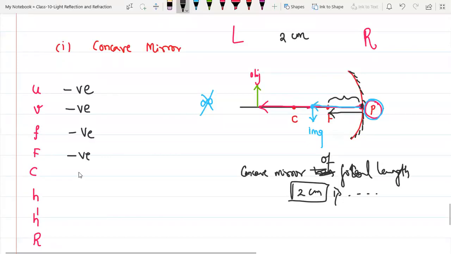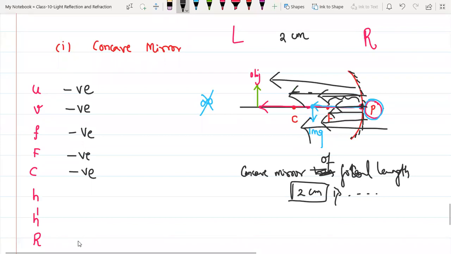If focus is negative, center of curvature is also negative. So all will be negative, guys, because you are taking object distance from right to left, image distance from right to left, focal length from right to left, focus from right to left, center of curvature from right to left, radius of curvature is also from right to left, so it is negative.